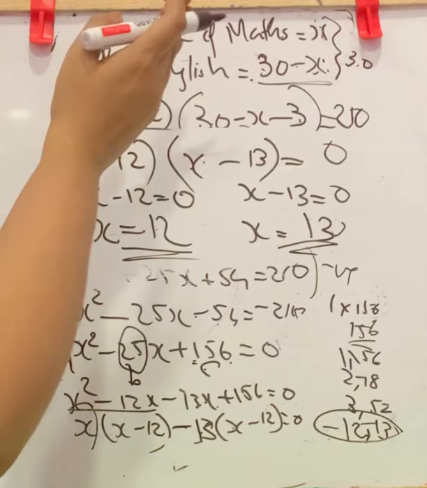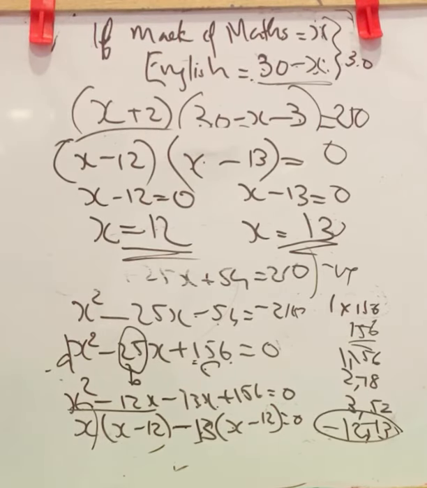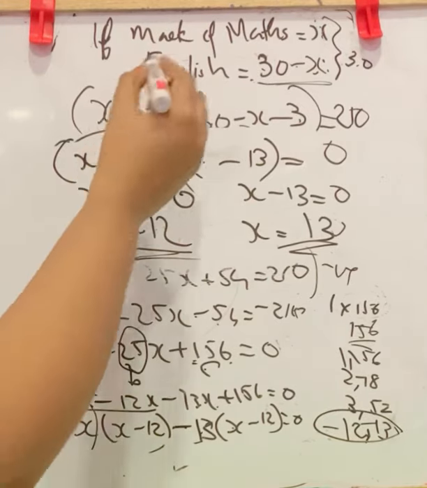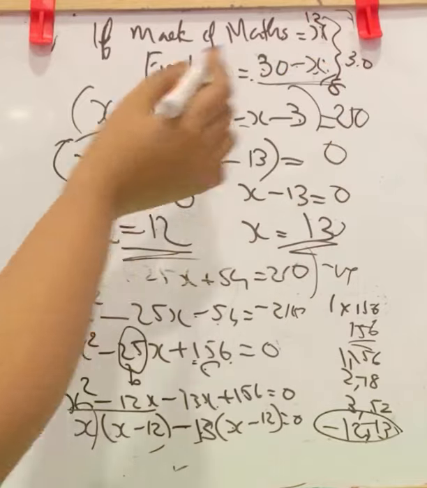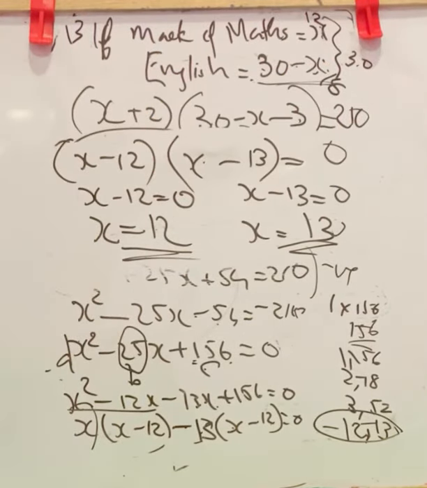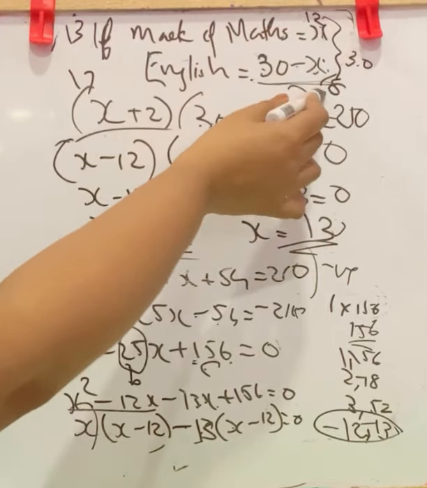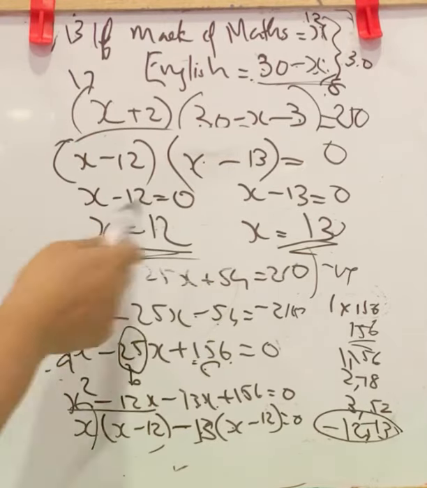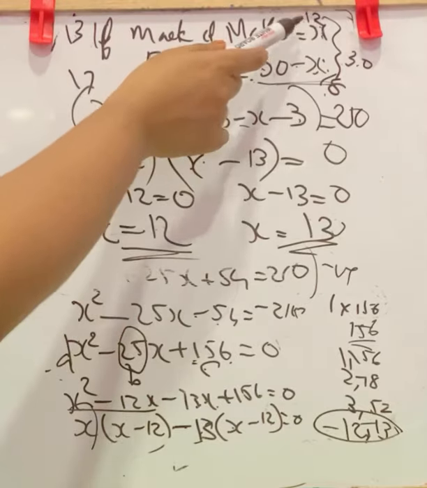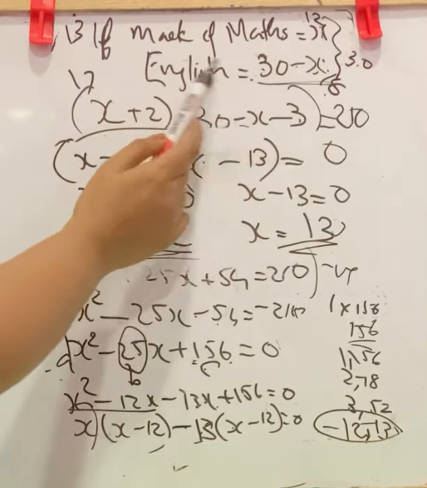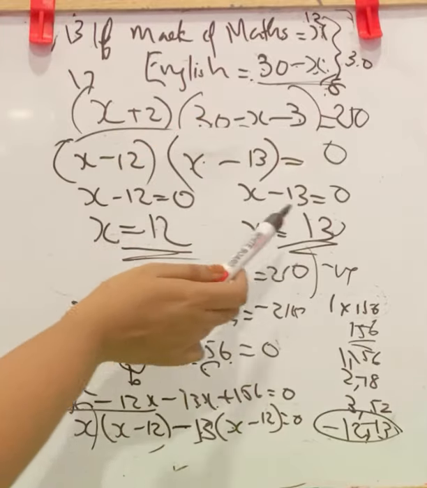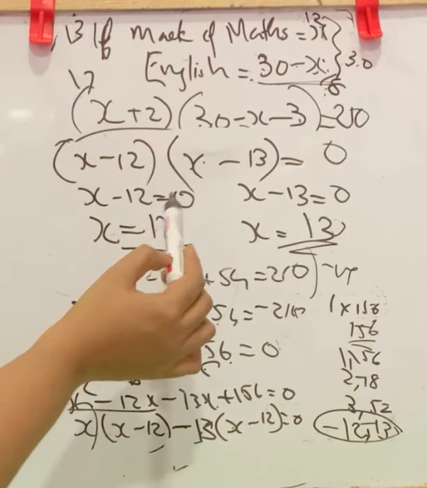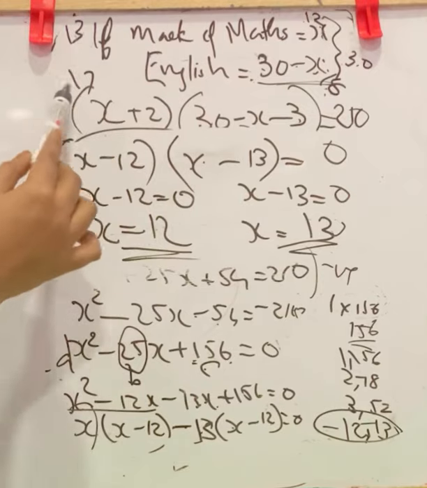Now if the marks in maths is 12, then we will get 30 minus 12 for English. 30 minus 12 is 18. If this is 12, this is 18. If the marks we are taking is 13 for maths, then 30 minus 13 is 17. Either 12 and 18 or 13 and 17, both cases you can consider. Both are positive. So if you are taking maths marks as 12, you will get English marks as 30 minus 12, 18. If you are taking maths marks as 13, you will get 30 minus 13 English marks, that is 17.